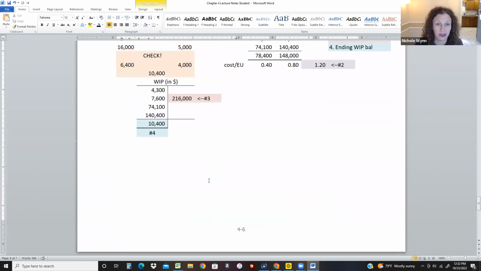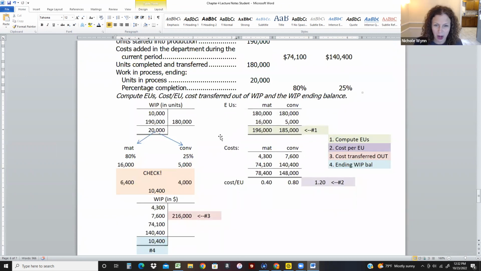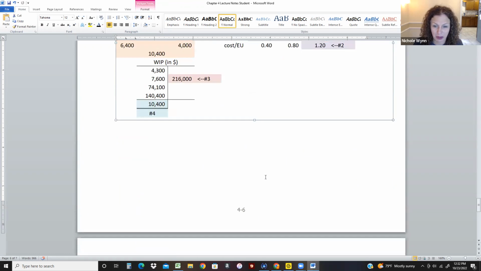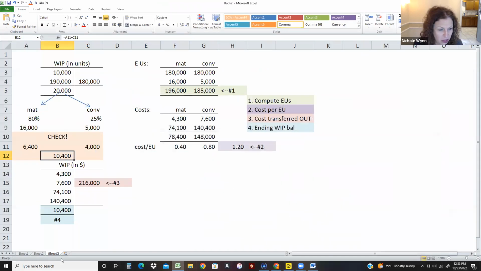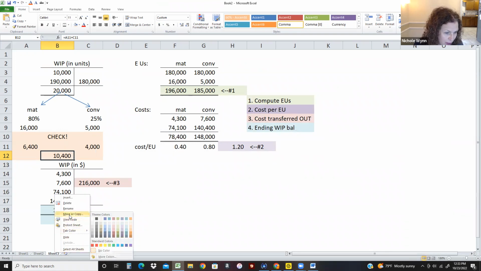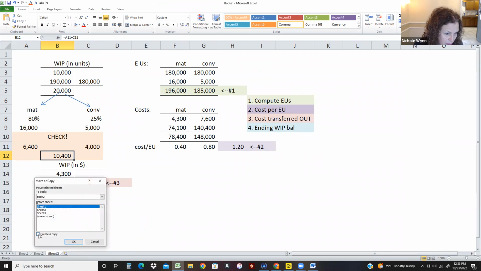And then the next one is almost exactly like it. So what I want you to do is hit pause and then check the answer. So what I'm going to do is plug it into my spreadsheet. And so I have beginning units of 200, started, completed, and ending units. The ending units are 40 and 25% complete. And then I have my $4 amounts. So you go ahead and you do it. So you hit pause and then I am going to just copy this cell, create a copy.